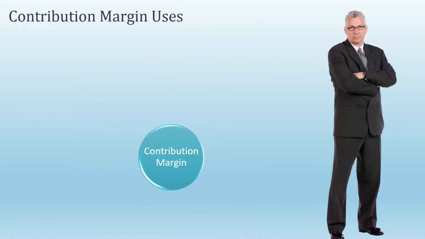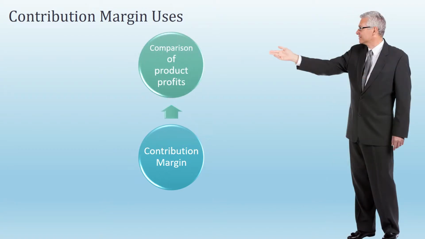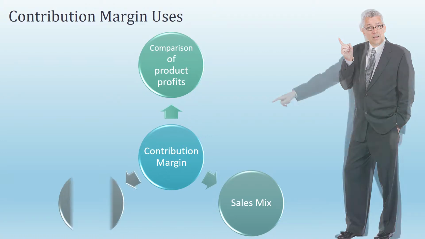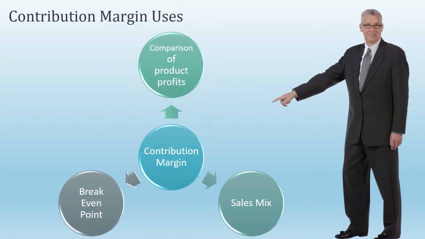Three common uses of contribution margin are, first, to compare the profit each product is contributing to the company bottom line. This can help in determining where to focus cost cutting or which products to try and sell more of. A second use would be to determine a sales mix. And the third is for a break-even analysis for a given product. Let's look at an example on each one of these.